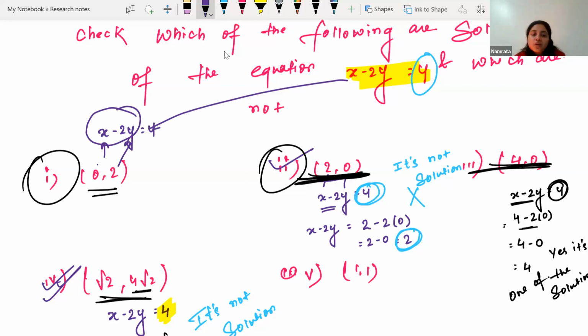Why 4? Because on the right hand side of the equation 4 is there. So after doing the calculation, we must get 4. If we are getting 4, then yes, it's a solution. If we are not getting 4, then we will say no, it's not a solution.